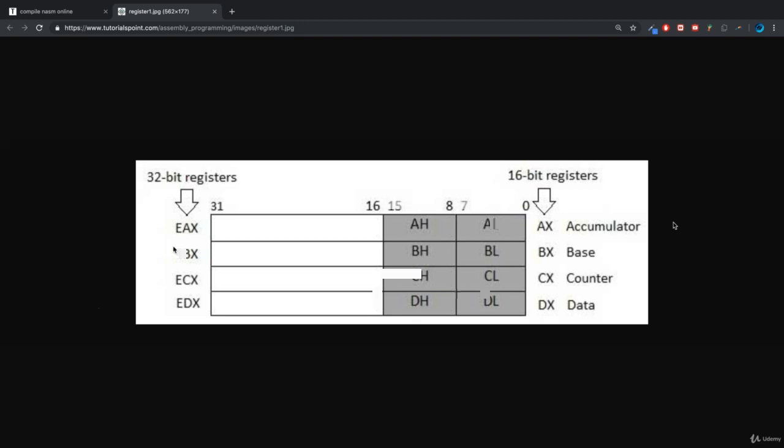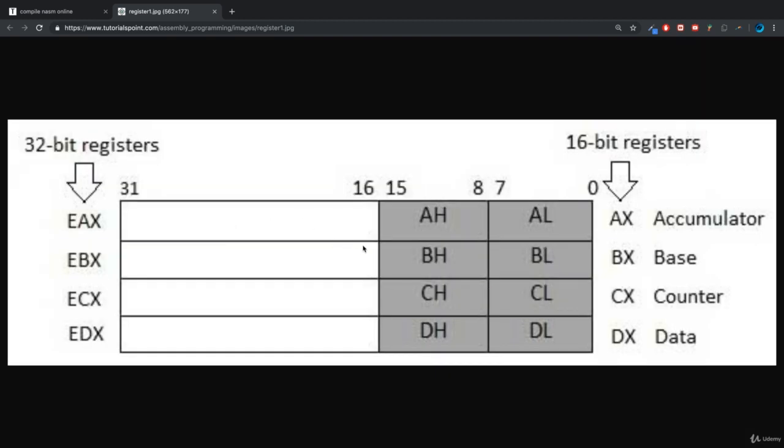Yeah, and what you can do is use essentially half of each register to represent a 16-bit register instead. So you just get AX, BX, CX.